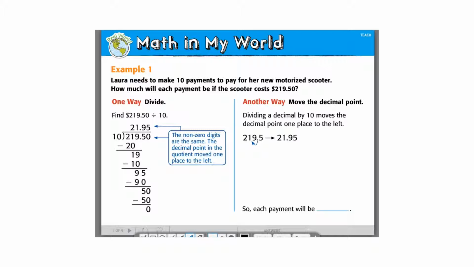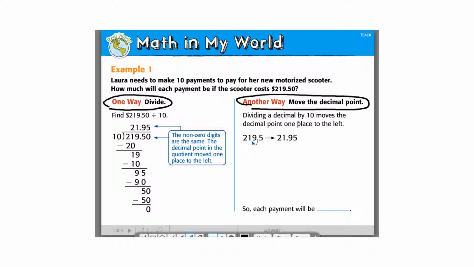How much will each payment be if the scooter costs $219.50? So, here's what I tried to just show you on one of those last examples. There's 2 ways to solve these problems. One way is to divide, and you can divide $219.50 by 10. You can do that if you want to, and you would get $21.95. So each of her payments would be $21.95.